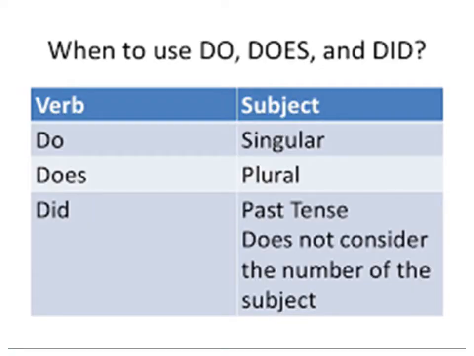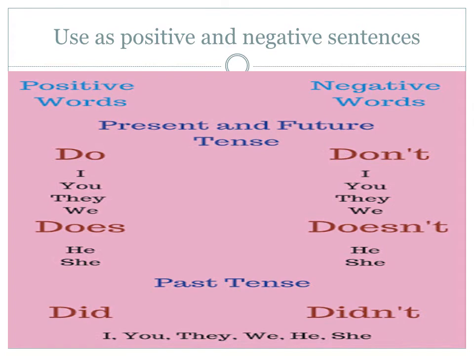When to use do, does, and did. These are the auxiliary verbs do, does, and did. Do we use with plural subjects in present form. Does we use with singular subjects in present form. But when we talk about the past form, we do not consider the number of the subject, singular or plural. With both we use did to make a sentence.